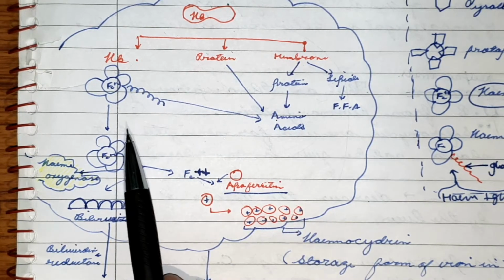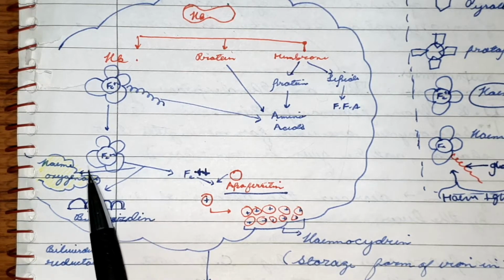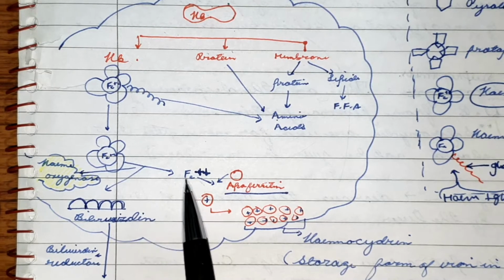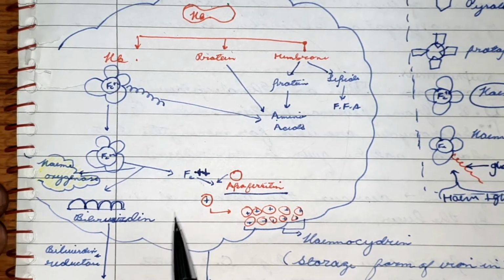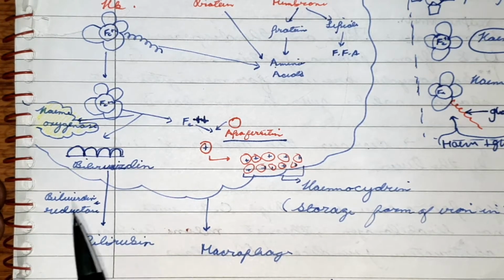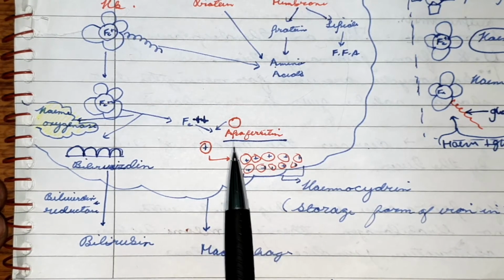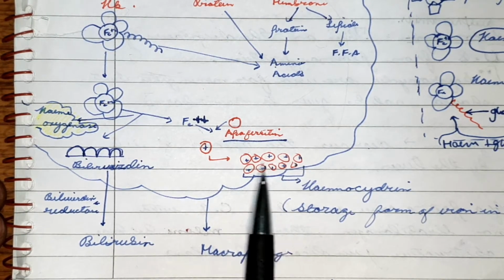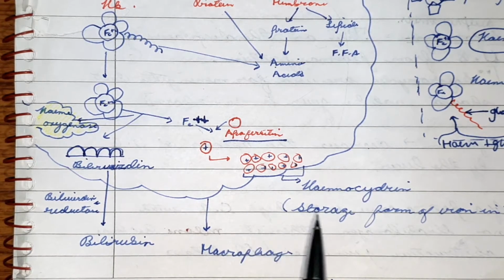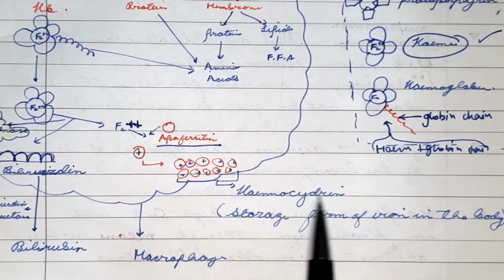Now let's talk about the heme part. Heme part is destroyed or digested with the help of the enzyme heme oxygenase, which converts it into biliverdin and iron, the Fe+2 part of iron. Now the biliverdin is converted into bilirubin by the enzyme biliverdin reductase. Iron combines with a protein called apoferritin, and this combination of iron and apoferritin forms hemosiderin, which is a storage form of iron in the tissues, iron in the body.